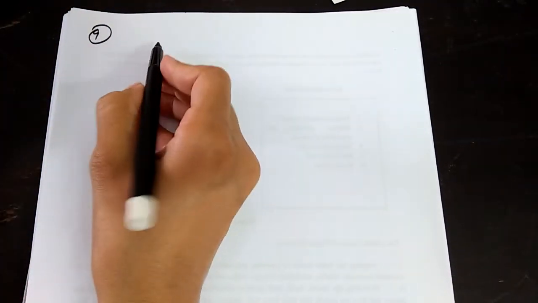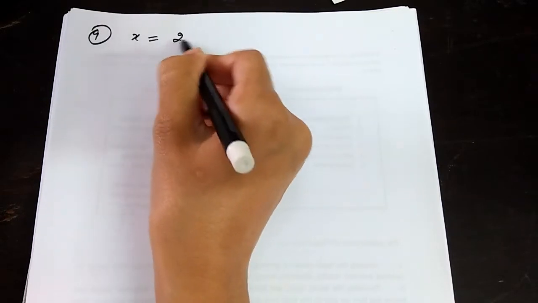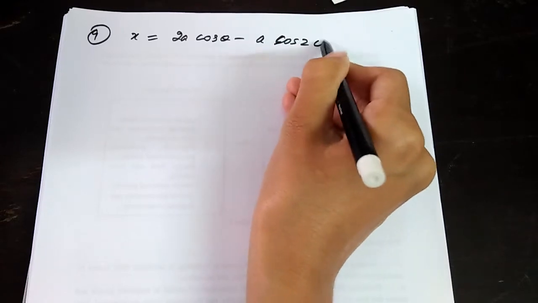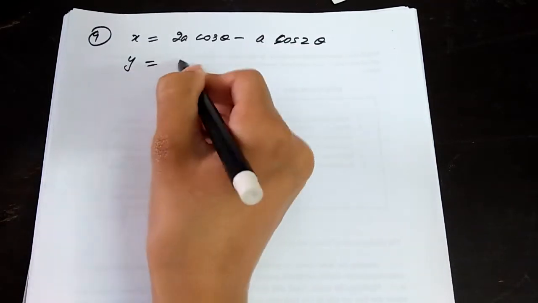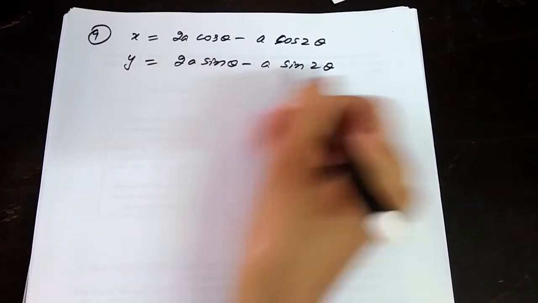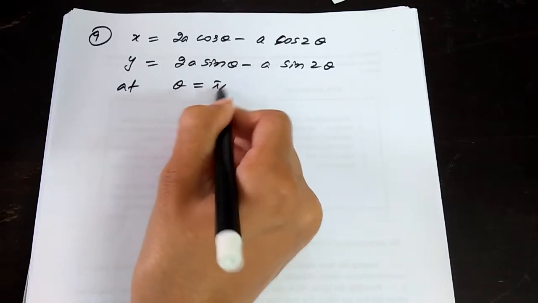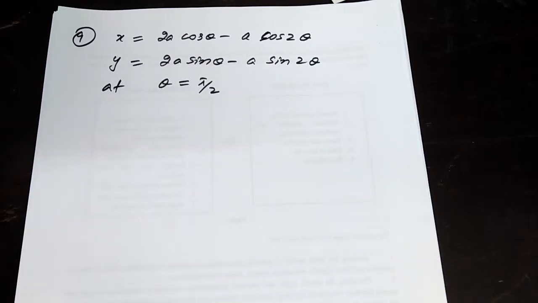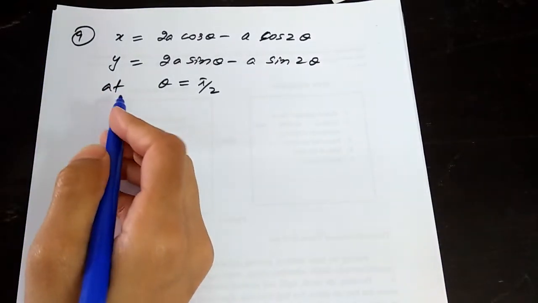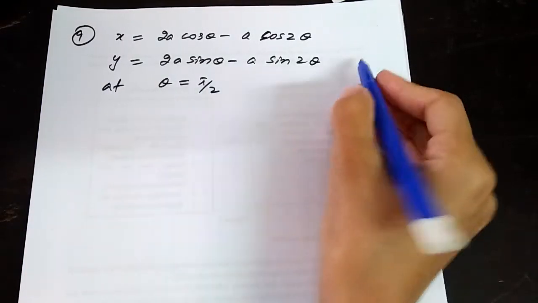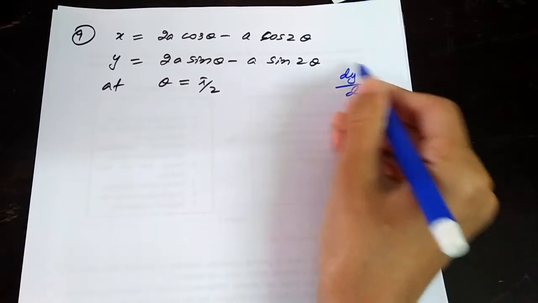In question number 9, we have to find out the equations of tangent and normal to the given curve, x equals 2a cos of theta minus a cos of 2 theta and y equals 2a sine of theta minus a sine of 2 theta, at theta equals pi by 2. Now first of all, for finding the equation of tangent and normal, we need the value of slope. We need it.